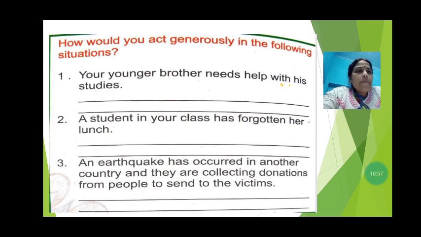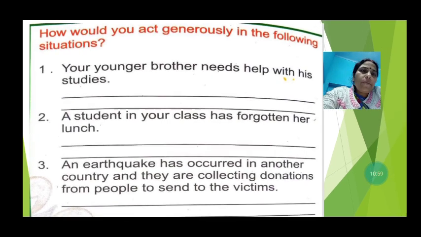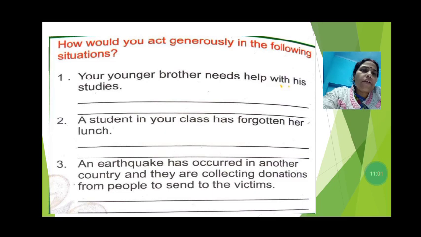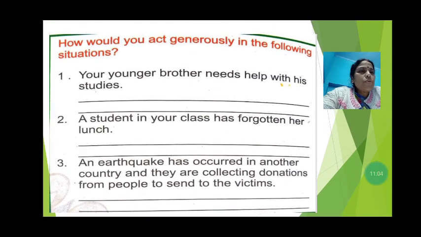Because at that time she might be hungry, your friend might be hungry. So what you should do? You should share your lunch so that she also feels happy.